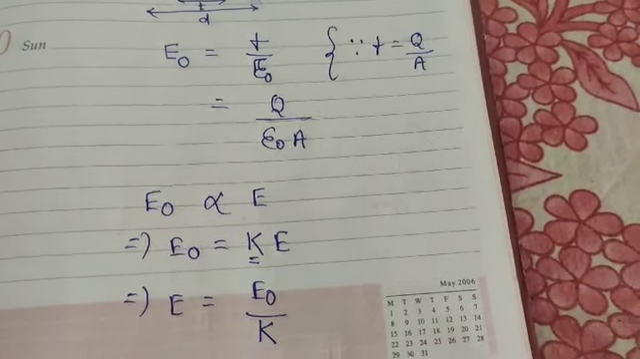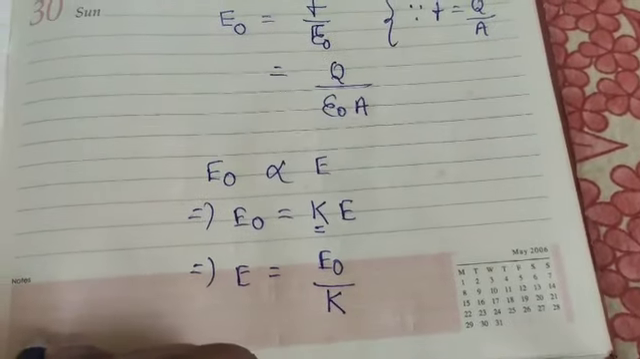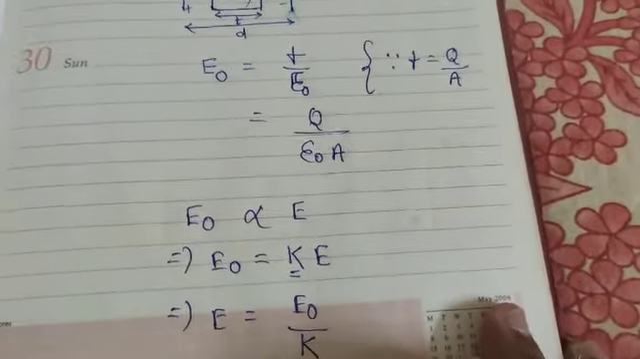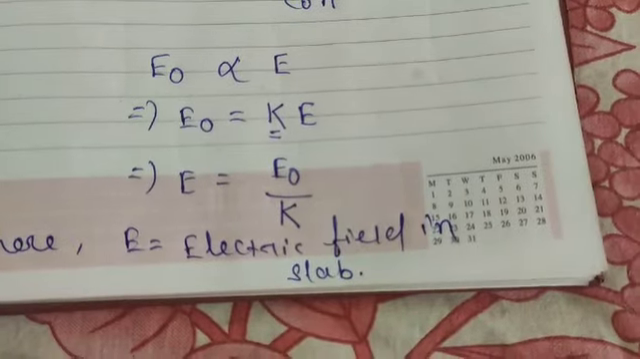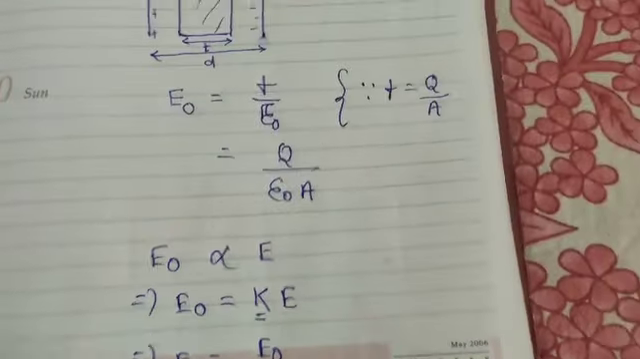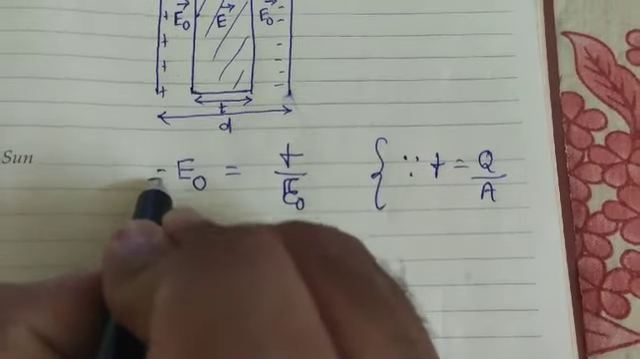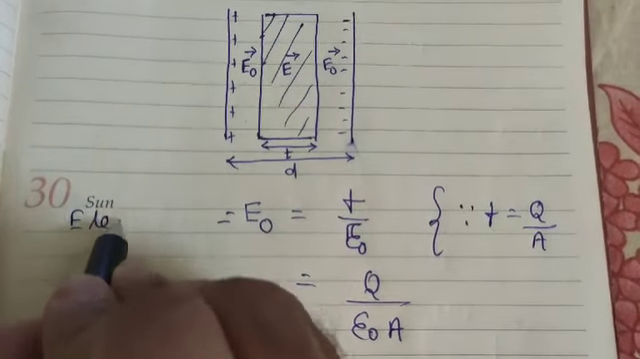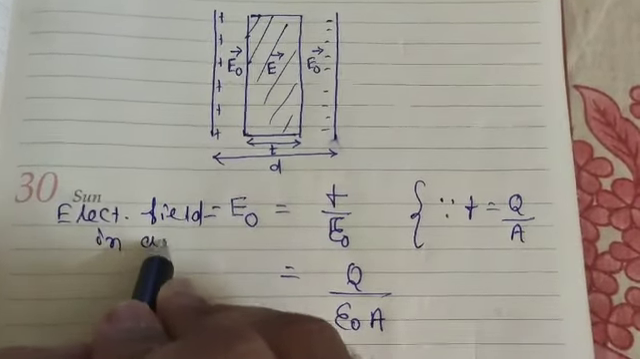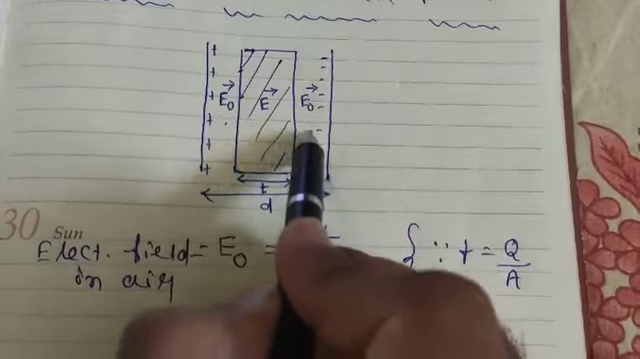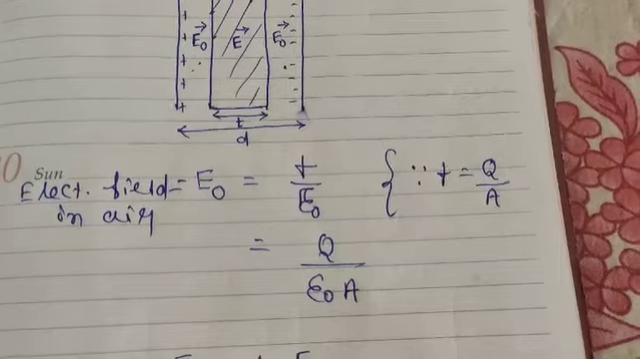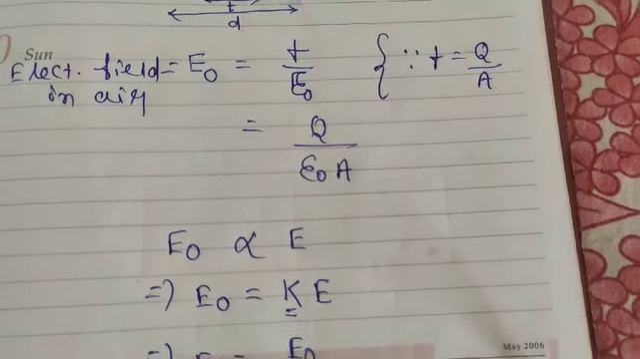So you can write here, where E is the electric field in the slab, right? And what is your E naught? E naught is the electric field in air. This is the air medium, these are the air mediums, so E naught is the electric field in the air. So let us find out our V.